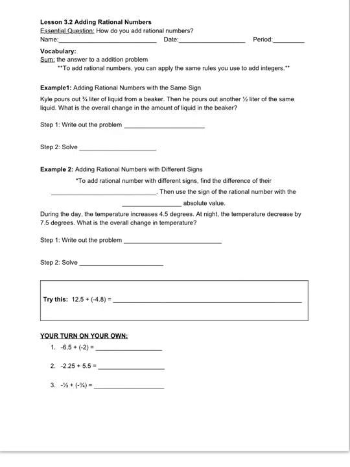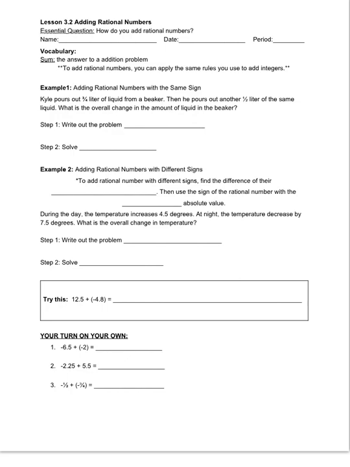It should be AN for Ann. And as I said, so we're adding rational numbers. We apply the same rules that we use when we add integers. Our first example is just adding rational numbers with the same sign. So for instance, a negative plus a negative or a positive plus a positive.